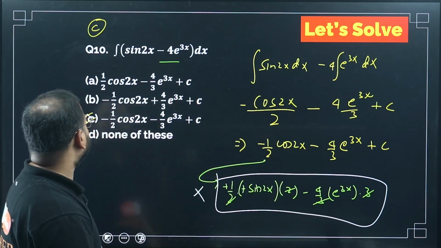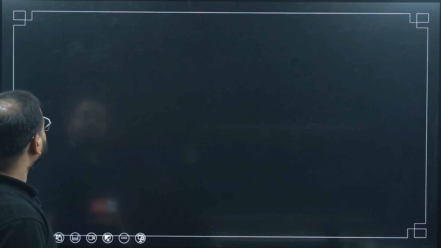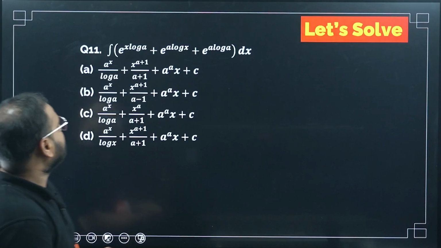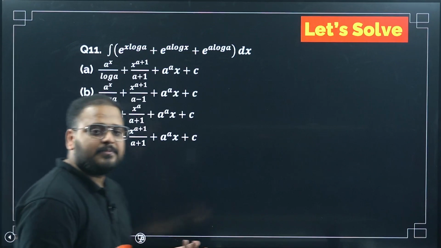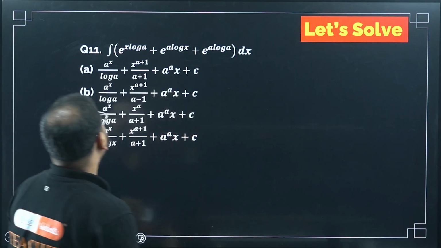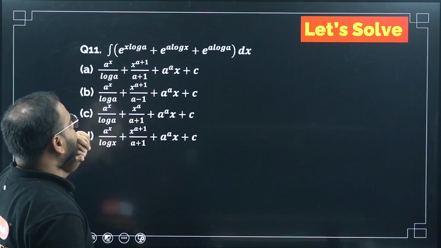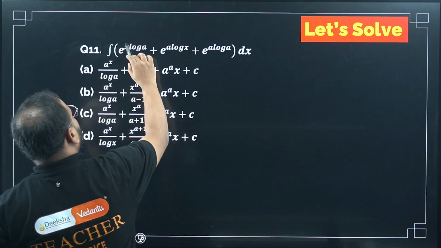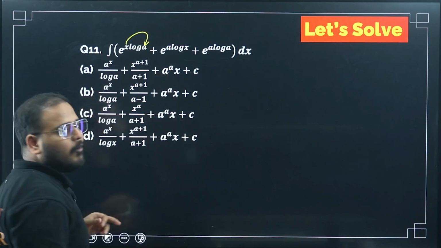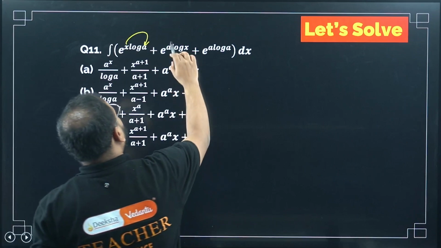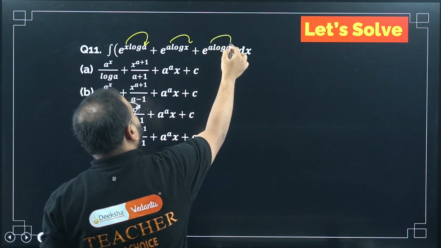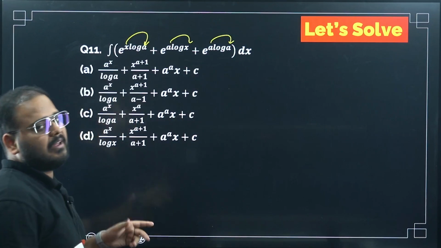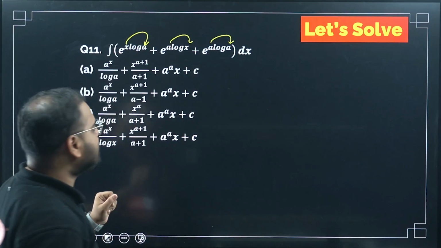Moving on. Okay, fine, sir, very simple. Now problem number 11. E power x log a. Same thing I did right now. If you remember, I can take x over here, it will become a power x. Same way I can do it over here, a over here will become x power a. And same thing I can do over here, it will become a power a. So if I transform this, what I'm going to get?